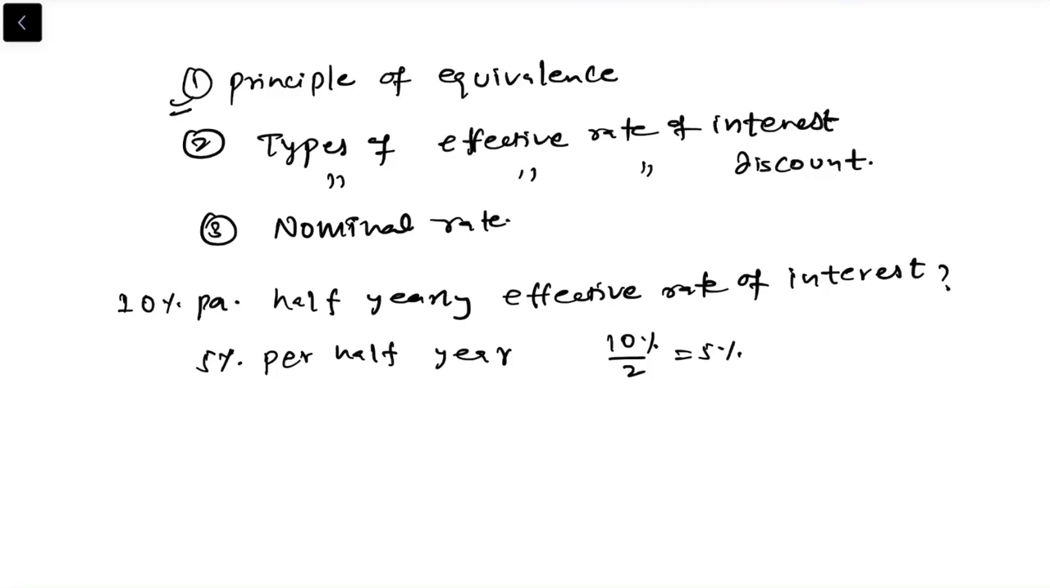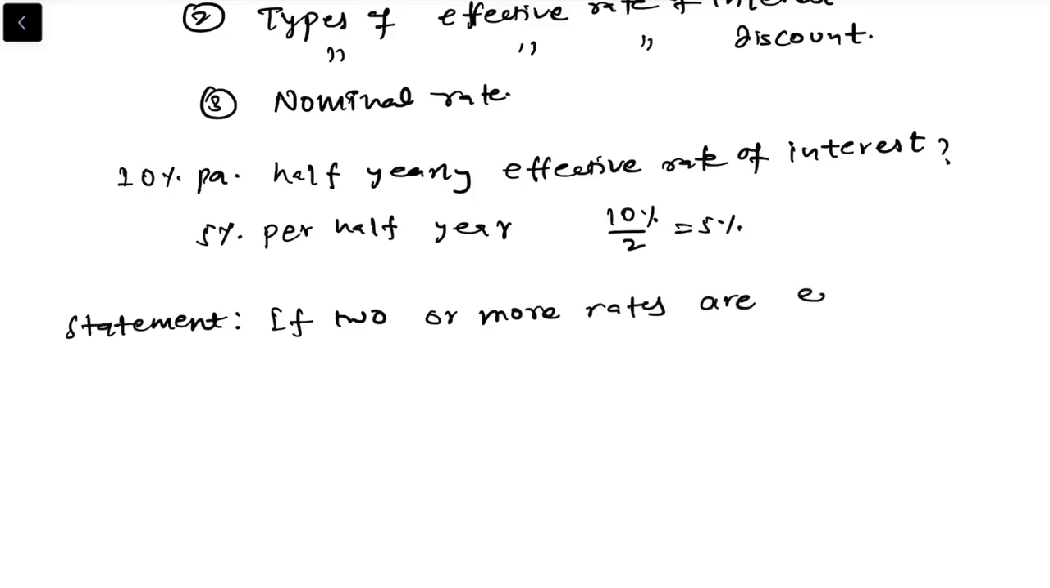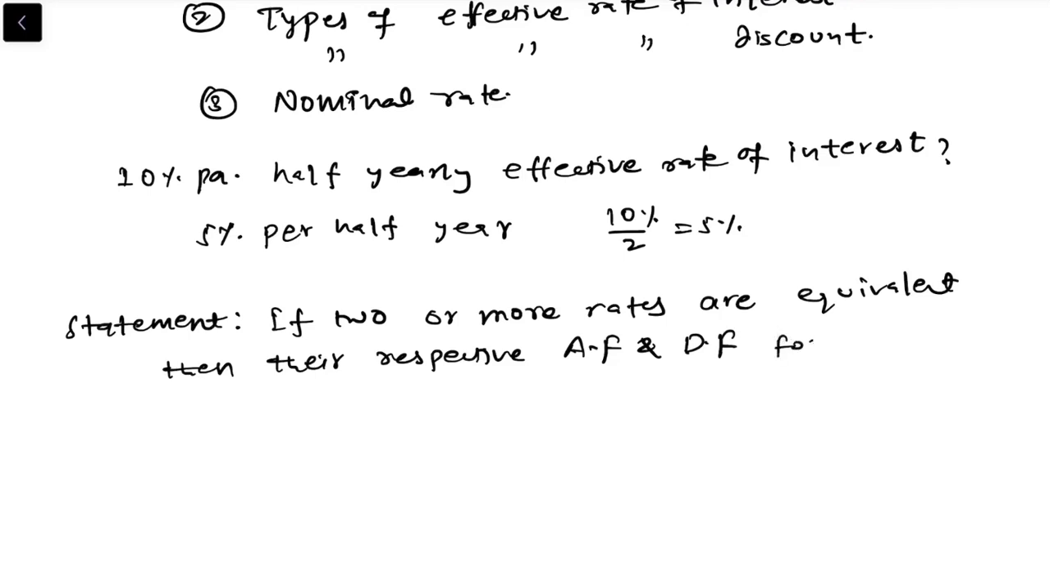Now before I solve this question, let's understand the statement of principle of equivalence first. So the statement is, if two or more rates are equivalent, then their respective accumulation factor and discounting factor for the same time period will be equal.